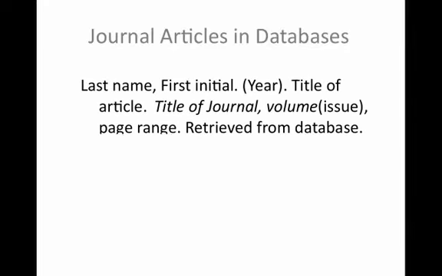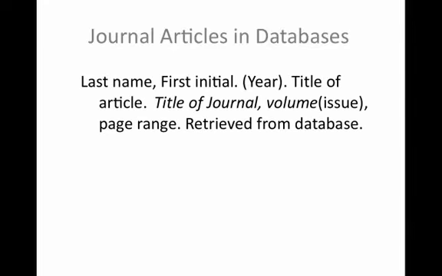Here's how to cite a journal article that you find not in a print journal on a shelf, but in a library database. There's a lot of information you need. It's pretty much the same as MLA with one exception. APA doesn't care when you access this information. They just want to know where you got it.